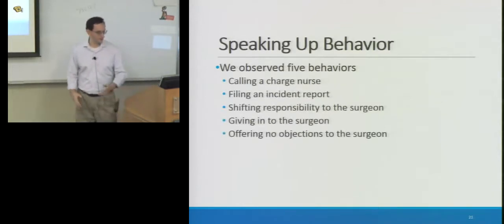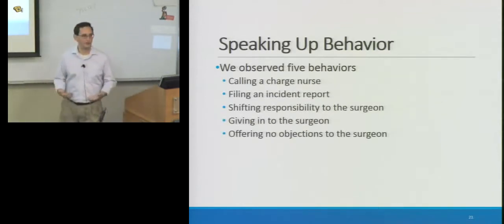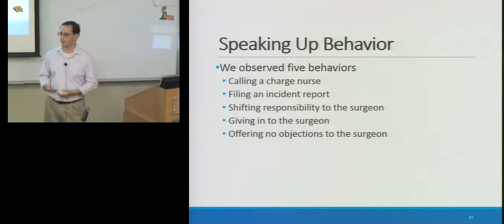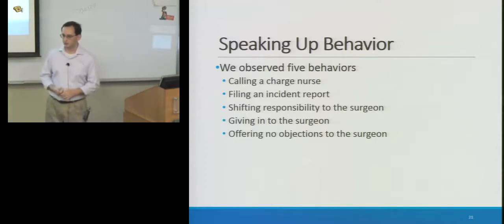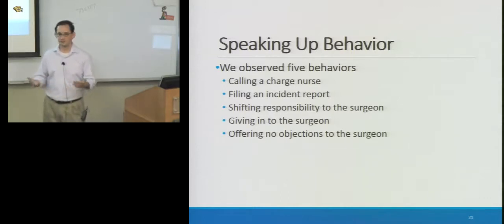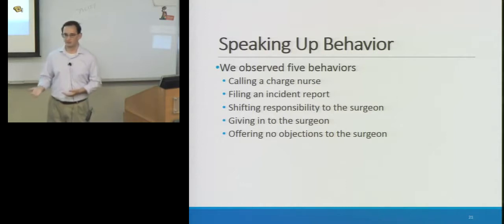So we observed 5 different behaviors. After the study, we went back and reviewed videos of nurses' interactions with the human surgeon and the virtual surgeon. We could classify nurses into 5 different groups, depending on what they did. This is essentially the outcome of their speaking up, the final thing that happened. The best result was calling a charge nurse, which means speaking with nursing management. This was essentially the desired behavior, or even the only acceptable behavior in this case. It's the only thing that would ensure the patient's safety, calling a charge nurse to stop the surgeon.